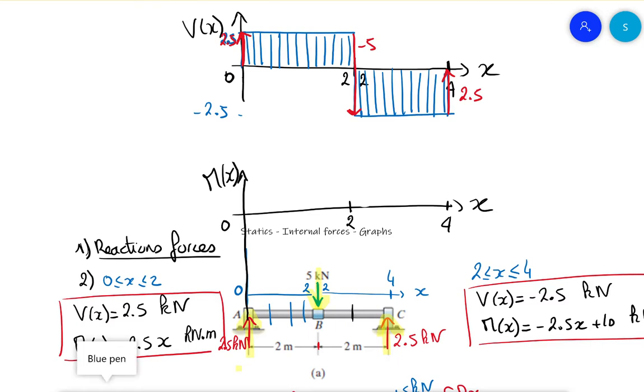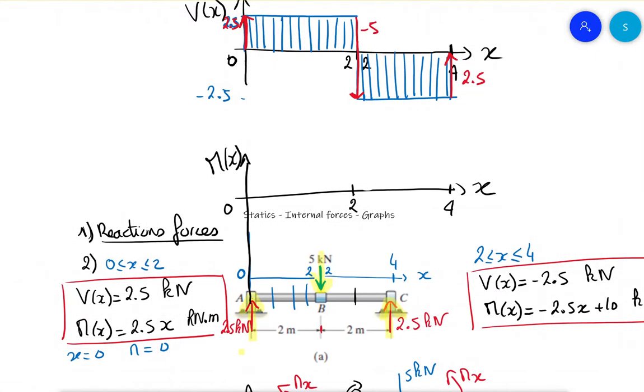Okay, now let's draw the moment. So M of x is equal to 2.5 x. So it means that for x equal to 0, M is equal to 0, and for x equal to 2, the limit, M is equal to 5. So the maximum of the moment is 5, and it increases like this from 0 to 2. Okay, that's kilonewton meter, and this one is kilonewton.